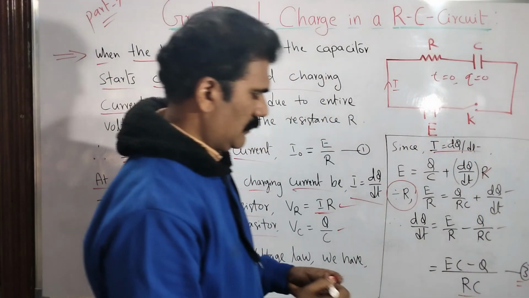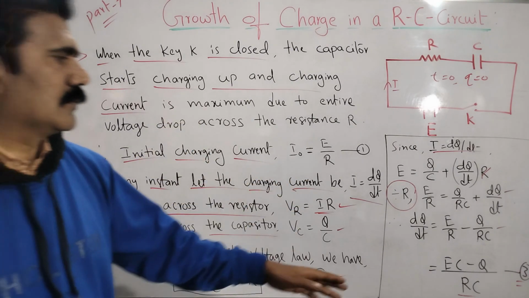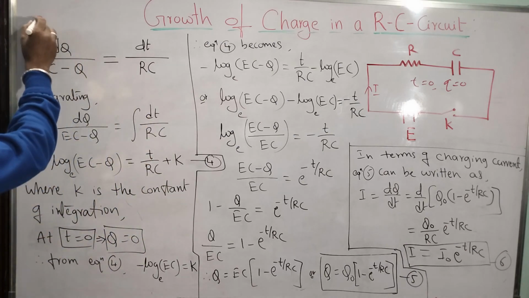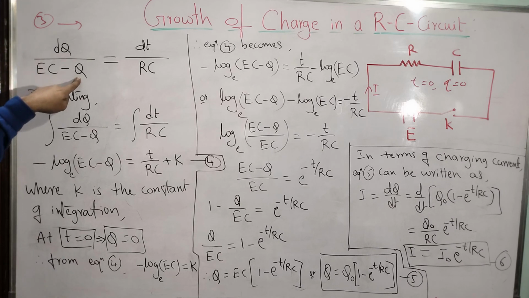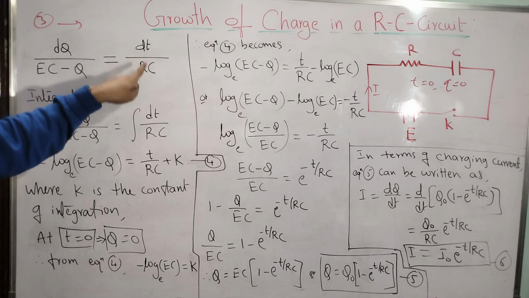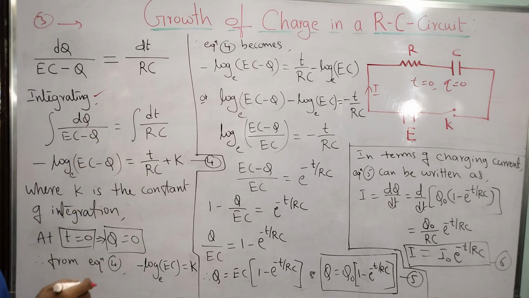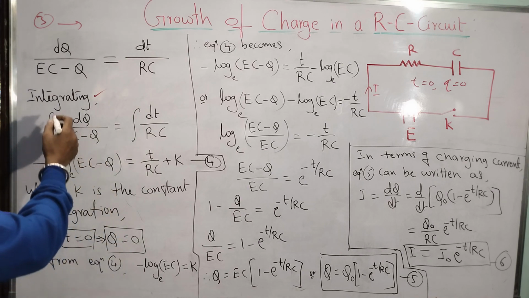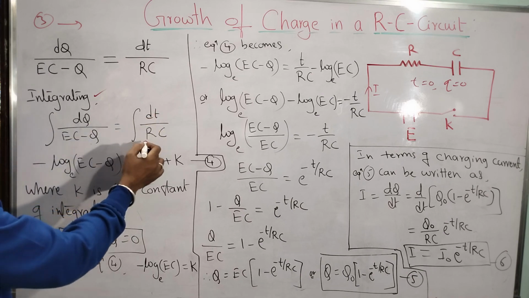Then I will proceed with the simplification of the left hand side now. Okay. So note down all these terms up to this equation 3 first. Continuing from equation 3, the rearrangement of the equation is done like this: dq by EC minus Q is equal to dt by RC. That means we are making all the charge terms, the Q terms, on one side and time on the other side, so that you can simplify by integrating the equation. Integrating means integrating on both sides: the integration of dq by EC minus Q is equal to the integration of dt by RC.